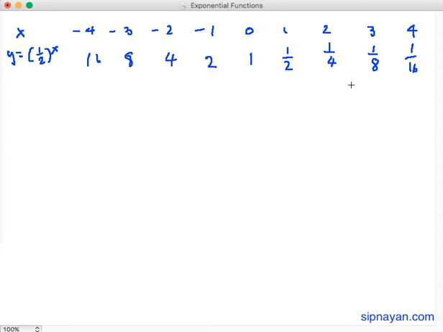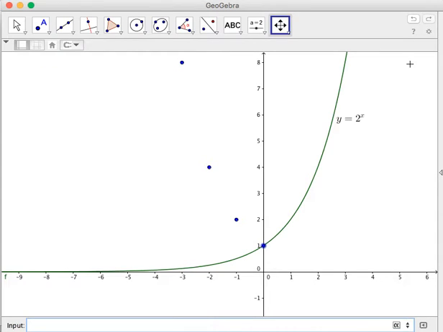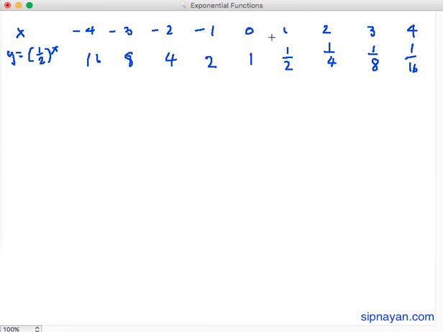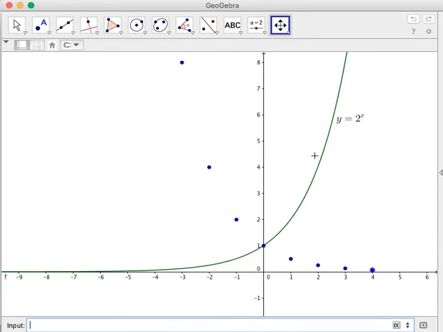Tapos, 1, 1/2, 2, 1/4, 3, 1/8, 4, 1/16. So we have 1, 1/2, and 2, 1/4, and then 3, 1/8, and we have 4, 1/16. Okay, so ito yung mga yun, no? Yung 1, 1/2, 2, 1/4, 3, 1/8, tsaka 4, 1/16. Yung mga points na yan.